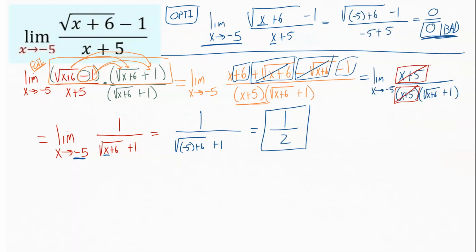So the final answer to this question, the limit as x approaches negative 5 of the square root of x plus 6 minus 1 over x plus 5, is equal to 1/2. That is the answer to our limit question. And remember, every time we see these square roots, the process is always the same. Multiply by the conjugate to rationalize and get rid of your trouble spot.